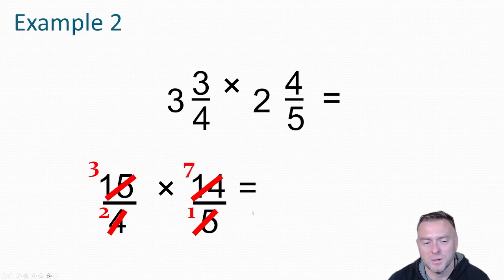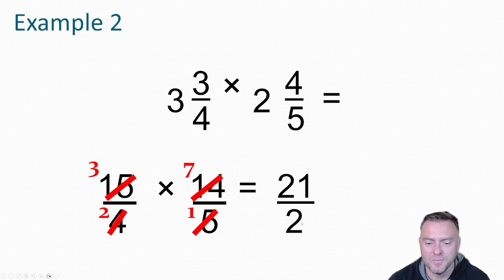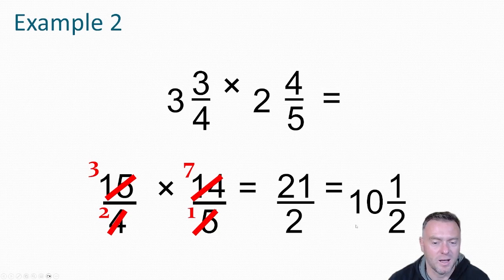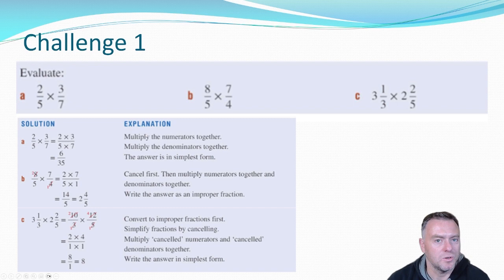Then I go through and times. So 3 times 7 gives you 21. And then 2 times 1 gives you 2. And then how many 2's go into 21? Well, that's just 10 whole numbers and a half. Cool. So with these questions here, I'll just pause the video and have a go at them.